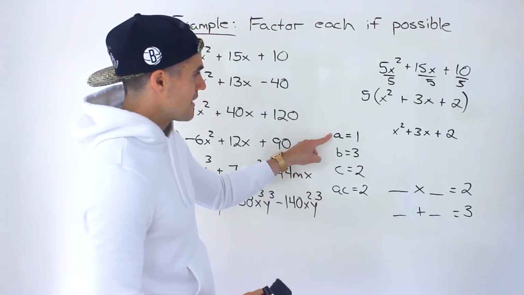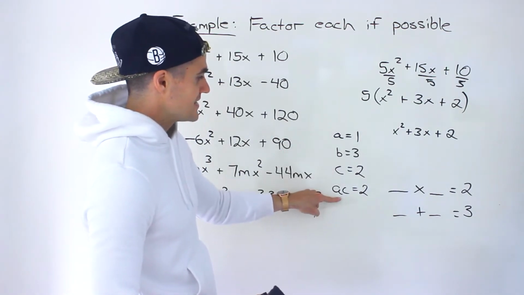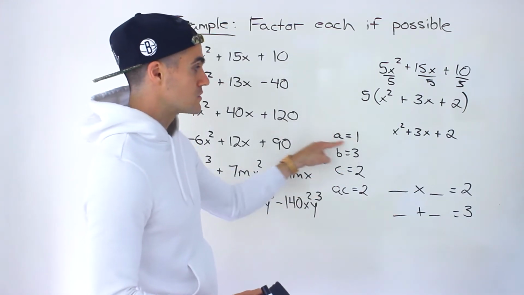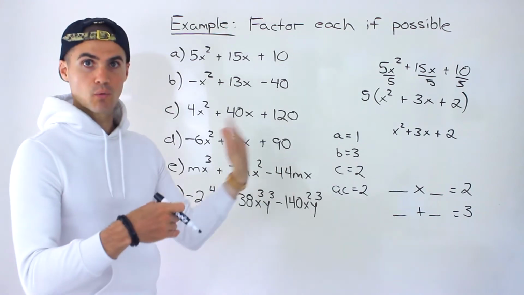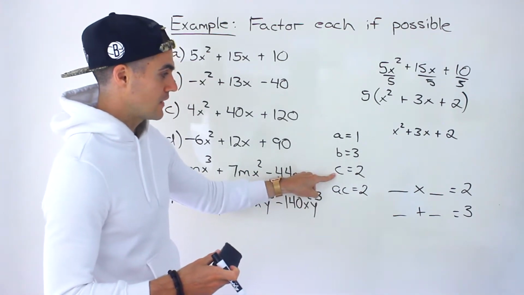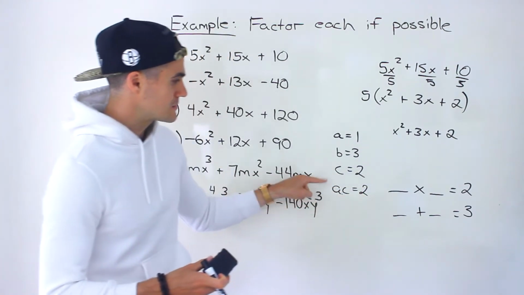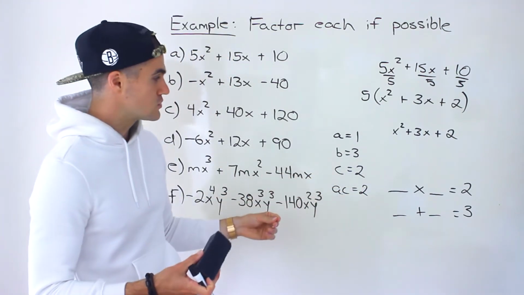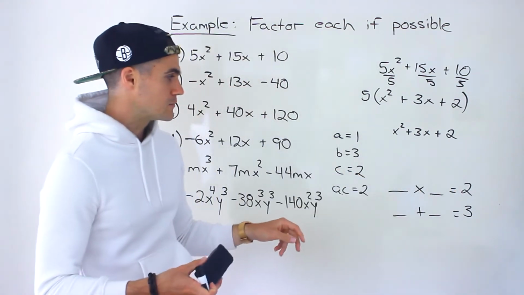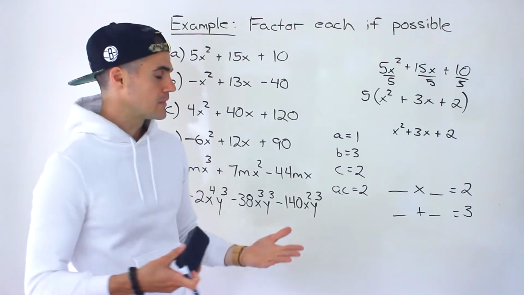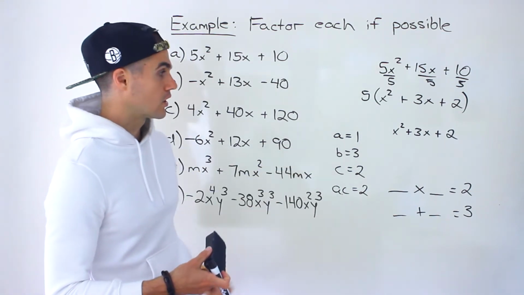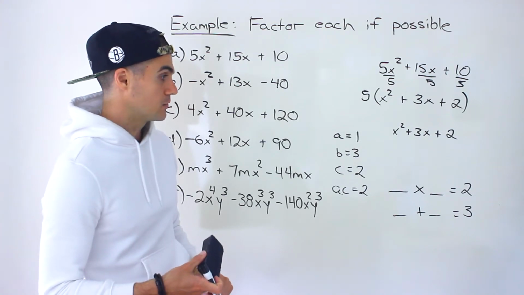Now, because this A value is 1, whenever the A value is 1, this AC value is always going to equal the C value. But when the A value is not 1, which is quadratics we're going to work with in the future, this AC value is not always going to equal that C value. So that's why I'm taking this extra step. It seems kind of redundant to do so at this point, because you could just take this 2 and put it here. But I'm just trying to build the habits for you in order to be prepared once we are dealing with more complex quadratics where that A value is not going to be 1.